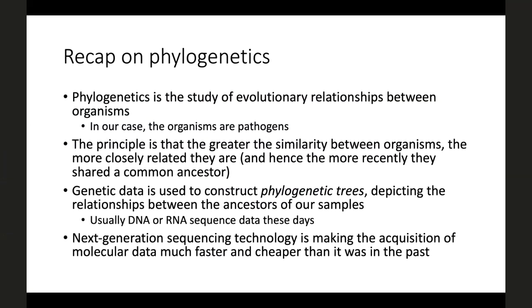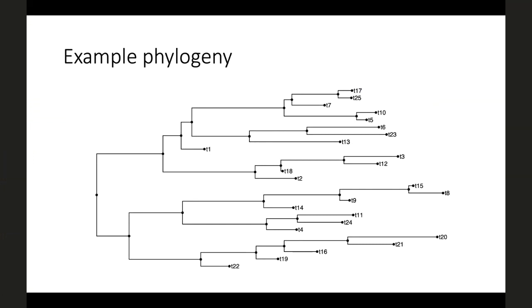That principle, using genetic data, is used to construct phylogenetic trees that depict the relationships between the ancestors of your samples. Usually these days, especially in pathogen studies, DNA or RNA sequence data is used as genetic data to look at distances and construct relationships. And next generation sequencing technology is making the acquisition of molecular data much faster and cheaper than it used to be. So this is an example phylogeny which I just randomly generated in R.